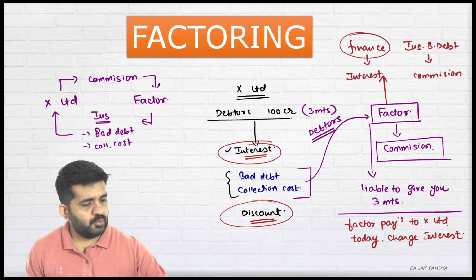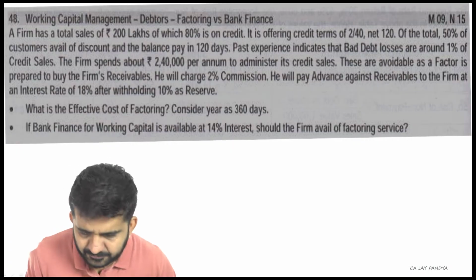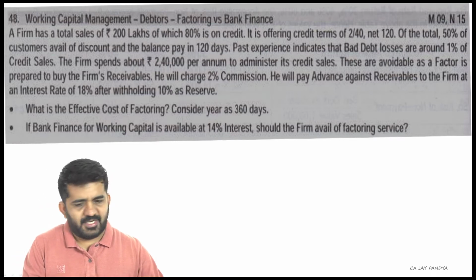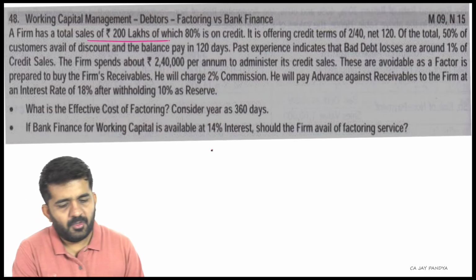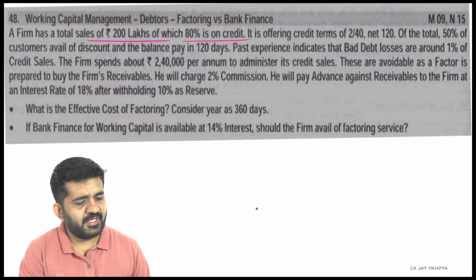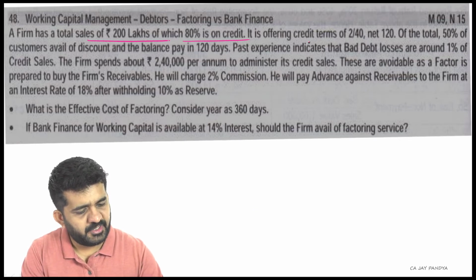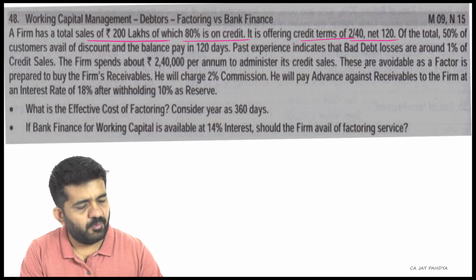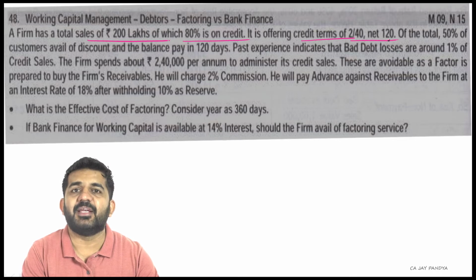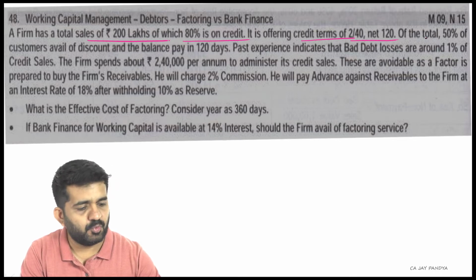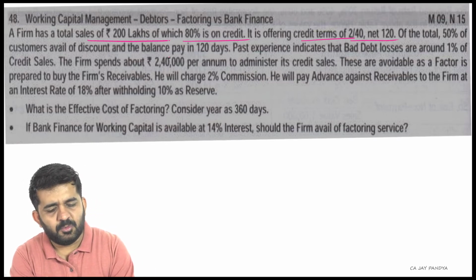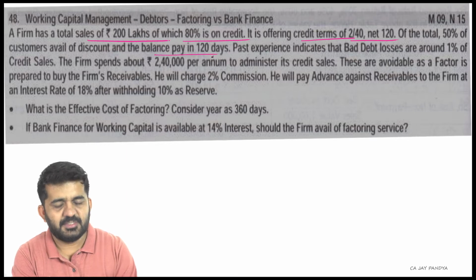Let us do a question of ICAI on factoring. A firm has total sales of 200 lakh rupees, of which 80% is on credit. It is offering credit terms of 2/40, net 120. That is, 2% discount if you pay within 40 days, otherwise you will be getting 120 days. This is the policy of a company towards debtors. Of the total, 50% of customers avail the discount and the balance pay in 120 days.